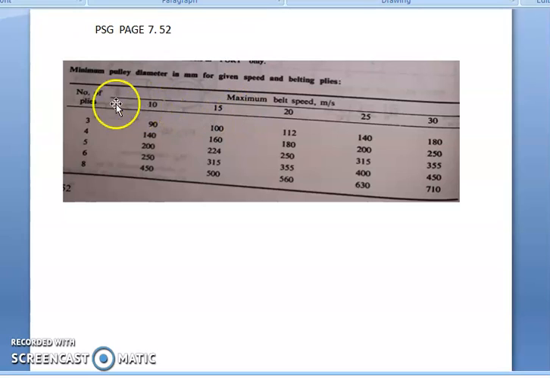This shows the selection of the number of plies. Actually, plies are generally built or made up of thin sheets laminated one over the other to form thick sheets. That is called plies. Based on the velocity of the belt, suppose 10, 15, 20, that is the velocity of the belt, and the diameter of the driver pulley, we can select the number of plies, and based on the number of plies, we can select the width of the belt.